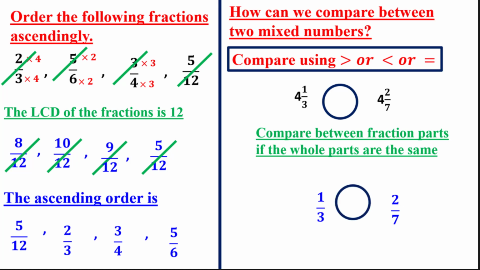What is the easiest way to compare the two fractions here? Yes, the easiest way is cross products. 3 times 2 equals what? Equals 6. And 7 times 1 equals what? Equals 7. Now compare 7 and 6. 7 is greater than 6. We will get that 1 over 3 is greater than 2 over 7. We deduce now that the mixed number 4 and 1 over 3 is greater than the mixed number 4 and 2 over 7.